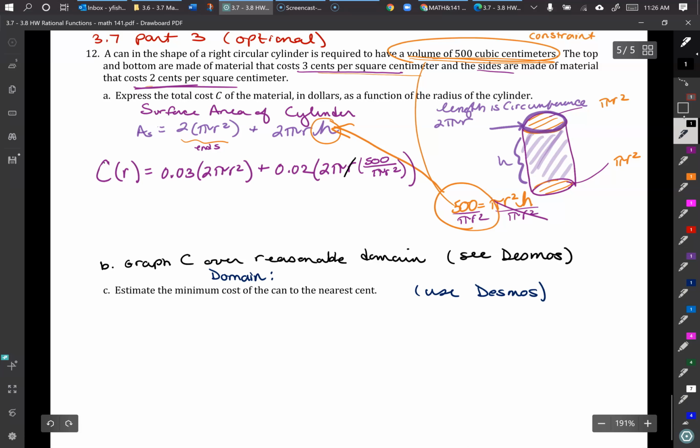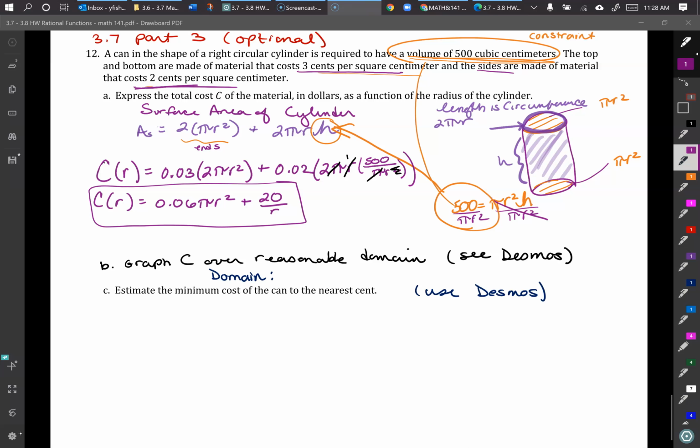So this r will reduce to 1. This will become just a plain r. The pi's reduce out there. What else can I do? I think that's it for there. Then I'm going to multiply. I can multiply anything out on this next line. So go ahead and do that.